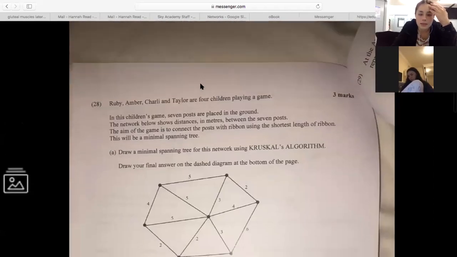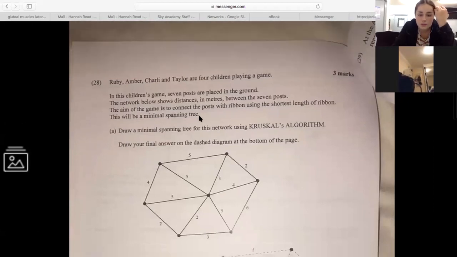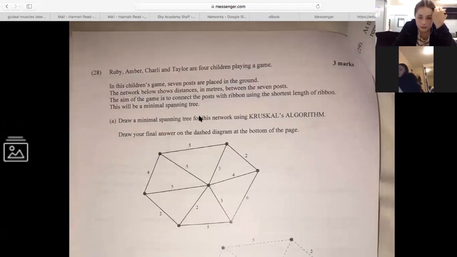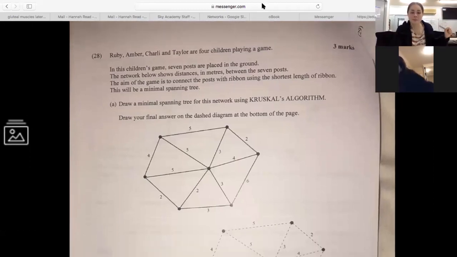Ruby, Amber, Charlie, and Taylor are 4 children playing a game. In this child's game, 7 posts are placed in the ground. The network below shows distances in meters between the 7 posts. The aim of the game is to connect the posts with rope using the shortest length. Oh no, we have to do Kruskal's algorithm. Do you know what Kruskal's algorithm is? I think so, yeah. Cool.